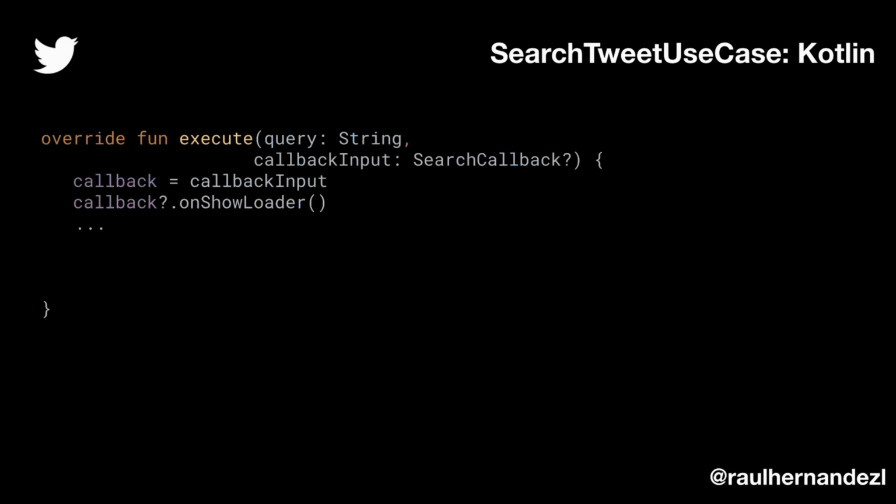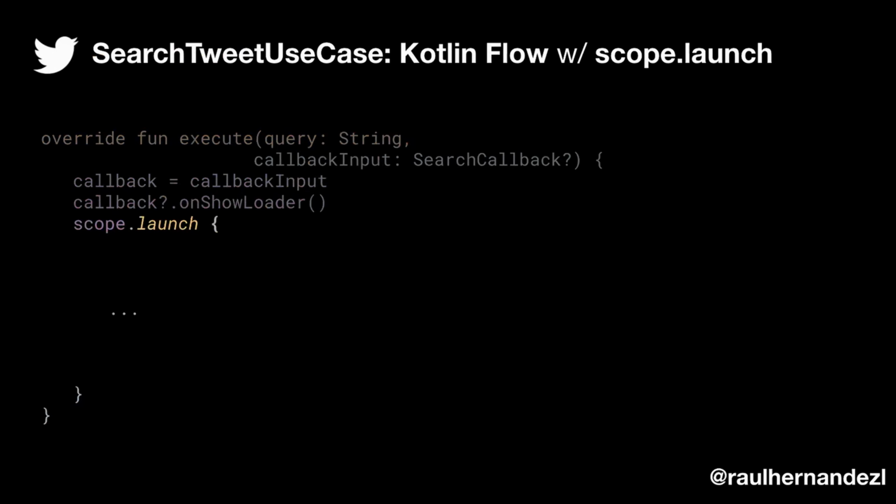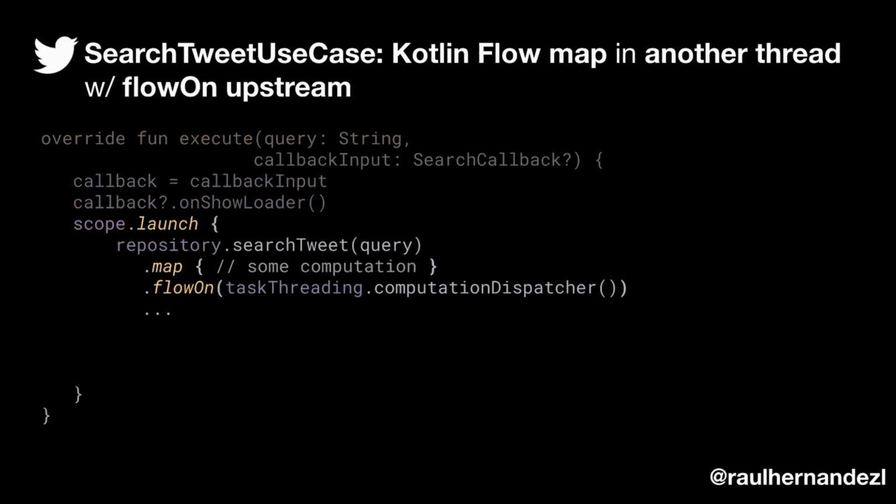The execute method has the query parameter and the callback. So basically the callback is going to show a loader initially. And then my scope is going to launch my coroutine. The repository will search the tweet with the query, will start mapping some operations, and the flowOn by using this dispatcher. A computation dispatcher is basically Default in Dispatchers, is going to drop anything into this computation dispatcher, meaning also that the flowOn, because it's upstream, is going to affect anything that is above it. So anything that we do in the map operator will be in the computation dispatcher.